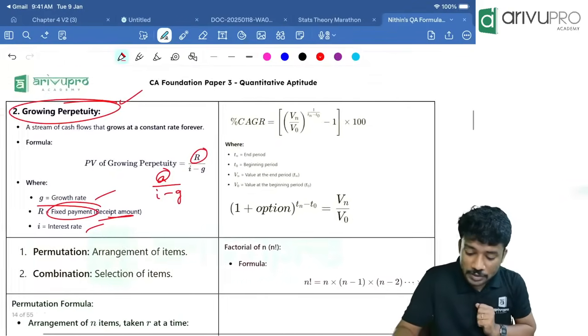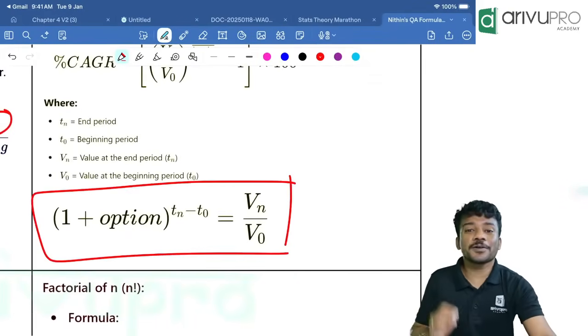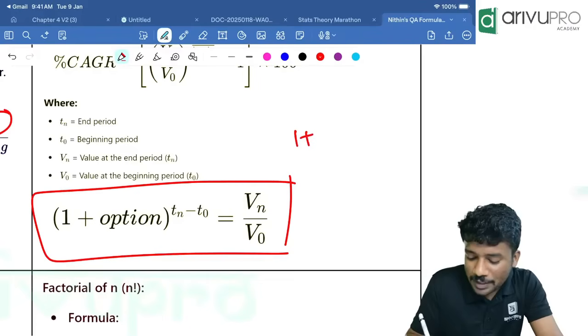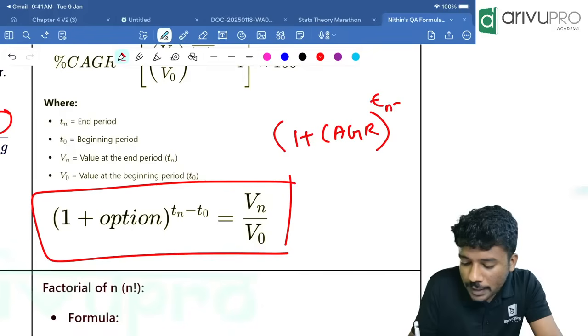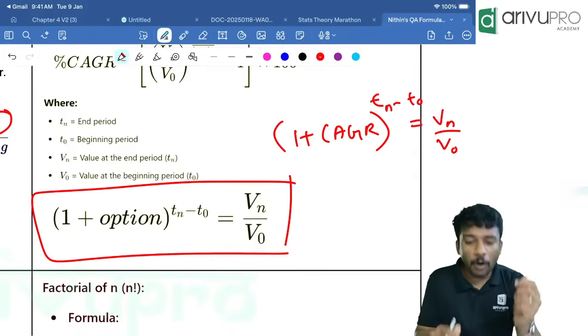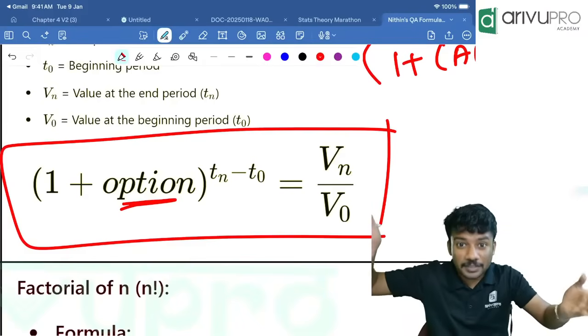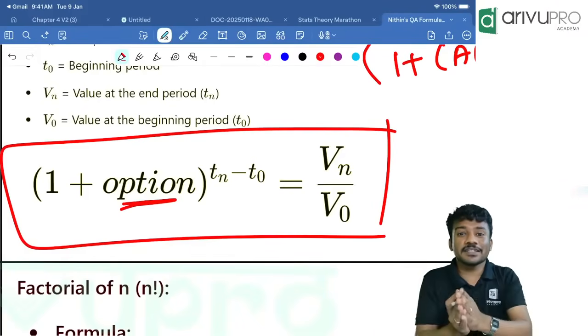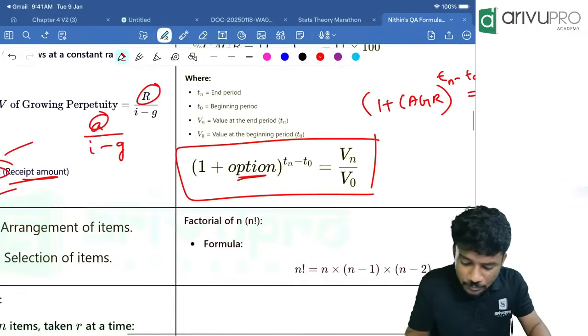Now coming to the last one. People, I will just use this formula for any question based on CAGR. You can expect a question: 1 plus CAGR the whole power Tn minus T0 is equal to Vn by V0. We will be option hitting. Whatever is there in the options, we will substitute over here. Accordingly, we will check where LHS and RHS become equal. Wherever it is equal, that option is your answer.